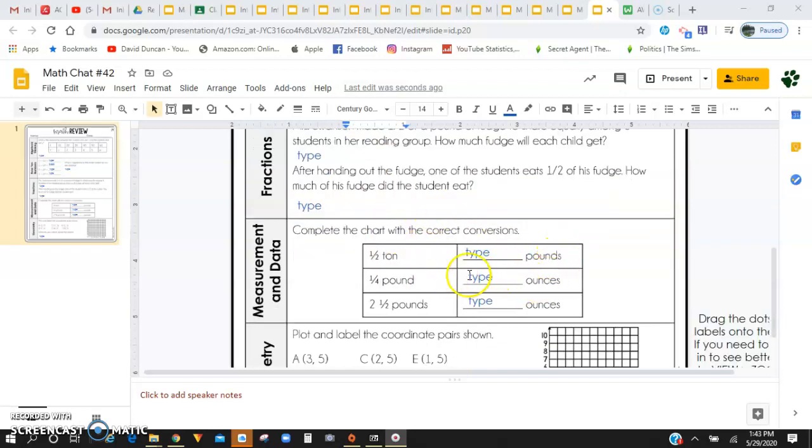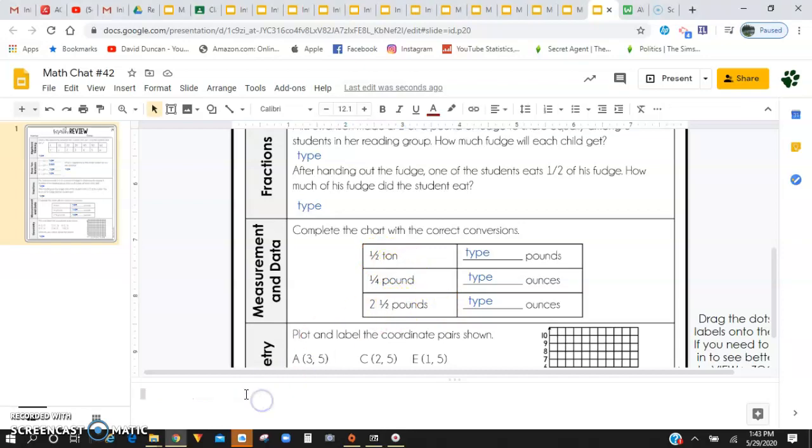Down here for measurement and data, you are going to be doing some conversion problems with tons and pounds. And my little side note to you guys right here is 1 ton equals 2,000 pounds. Okay, oops, I can type. There we go. 1 ton is equal to 2,000 pounds. So you're going to do some breakup, change, get back together problems here with that. And then also remember that 1 pound is equal to 16 ounces.